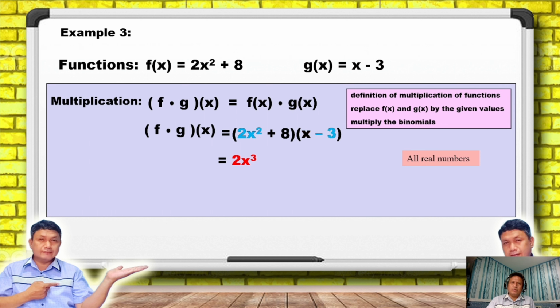How about the outer term? Nasaan? Ayan, yung kulay blue naman. So, we have 2x squared minus 3. So, the answer is what? We have negative 6x squared. Next, how about the inner term? Okay, yung nag-pink ang ating inner term.